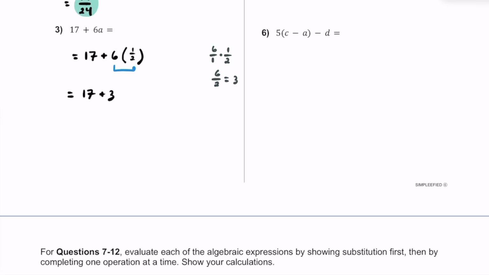And this comes out pretty nice. Nice whole number here, right? So 17 plus 3, that is going to be equal to 20. So that would be our answer. All right, here is number 4.